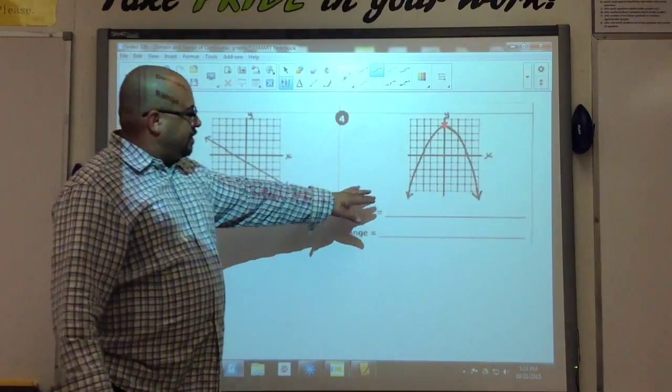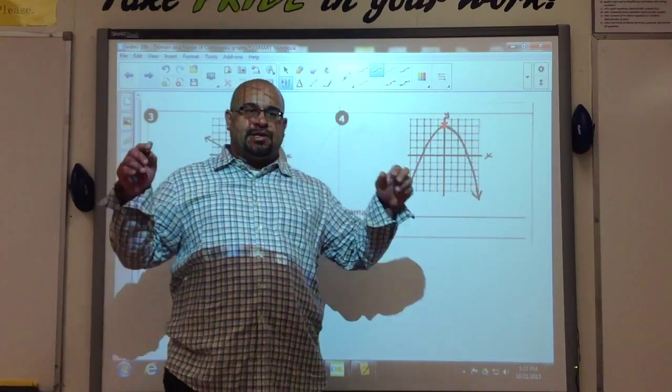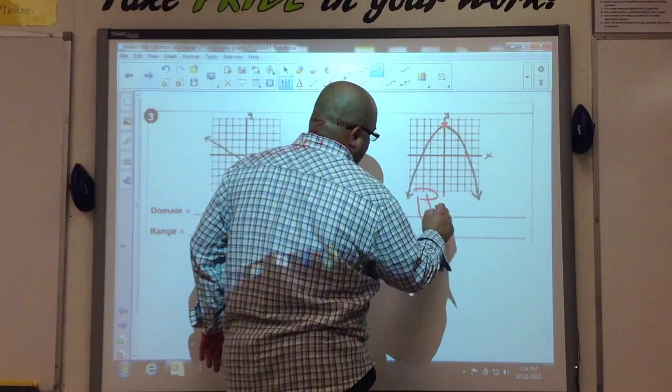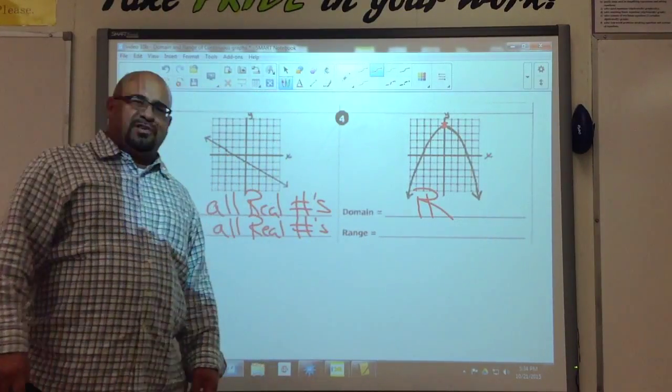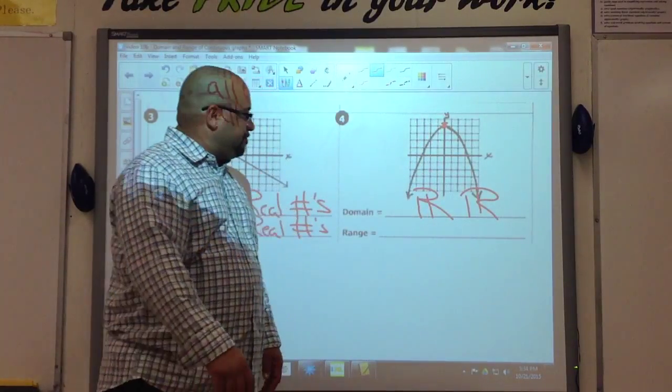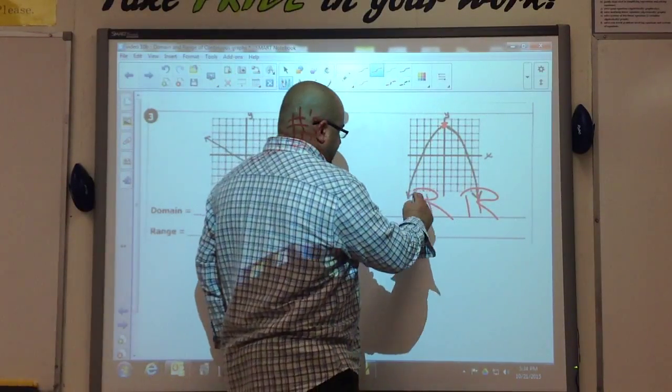Notice the domain, the arrows again, means the lines keep going. So that doesn't stop. Now there's a symbol for all real numbers, which is that. Even better. Now let's talk about the range.